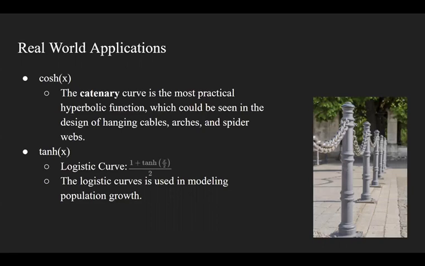Some real-world applications for hyperbolic functions: cosh of x is called a catenary curve, and it's one of the most practical hyperbolic functions. It is used to calculate things regarding hanging cables, arches, and spider webs. As you can see on the right, there is an image of some fences, and the hanging cables of those fences are calculated using catenary curves.